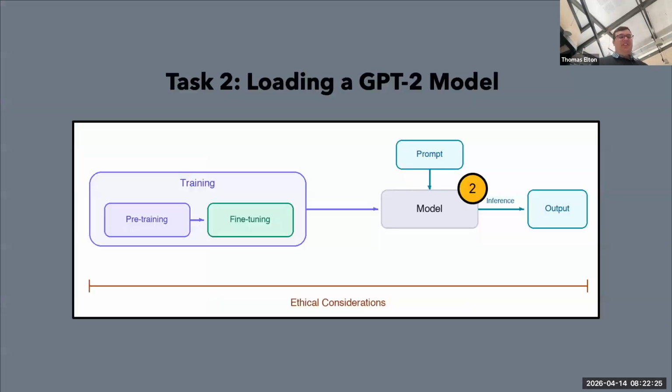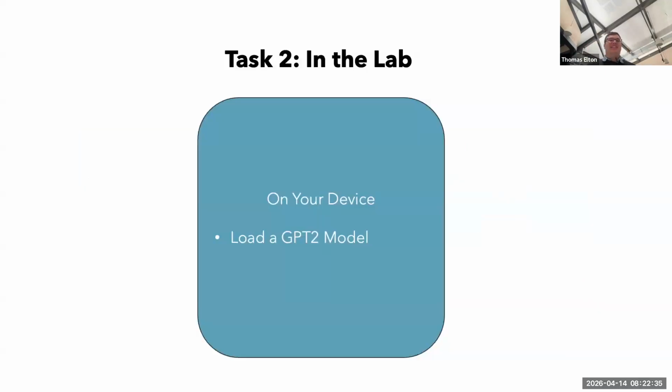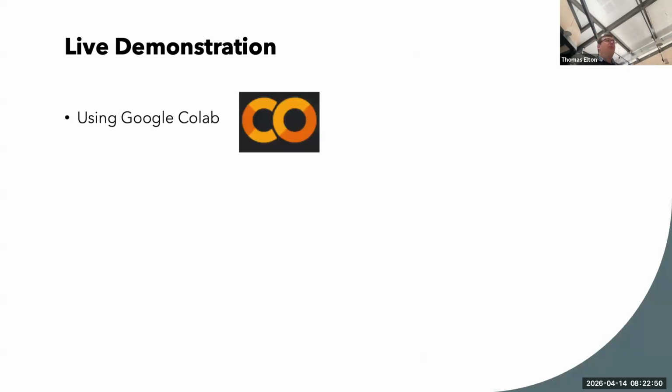So that is task 1. Now we're going to move on to task 2. The purpose of task 2 is just to get us to download the model. There are not many slides here, but what we're going to be doing is, on our own device, loading a GPT-2 model. In a second, I am going to switch screens to show you how to do this yourselves, but I want to really quickly show you the process.